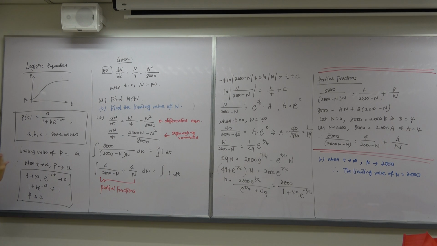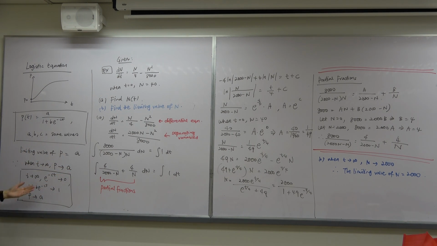So how do I look for the limiting value? We always take the value that is above, but the condition is it must be in the form of A over 1 plus B e to the power negative Ct. If this is the form in which you have written your logistic equation, your limiting value of P is equivalent to A.